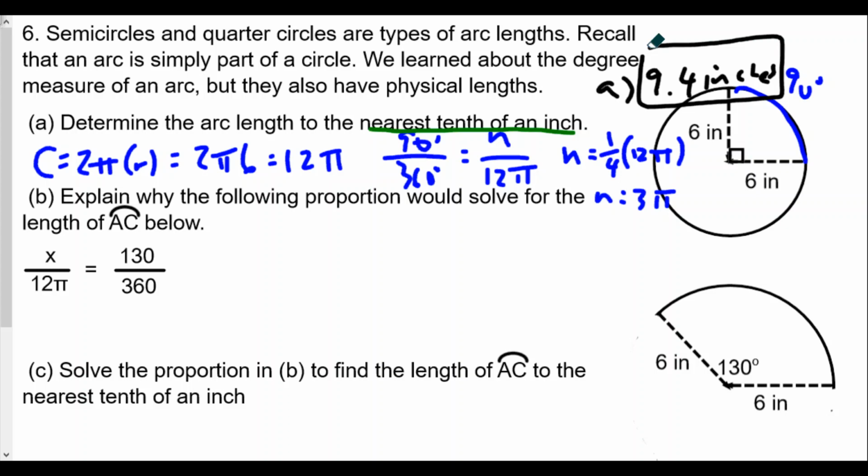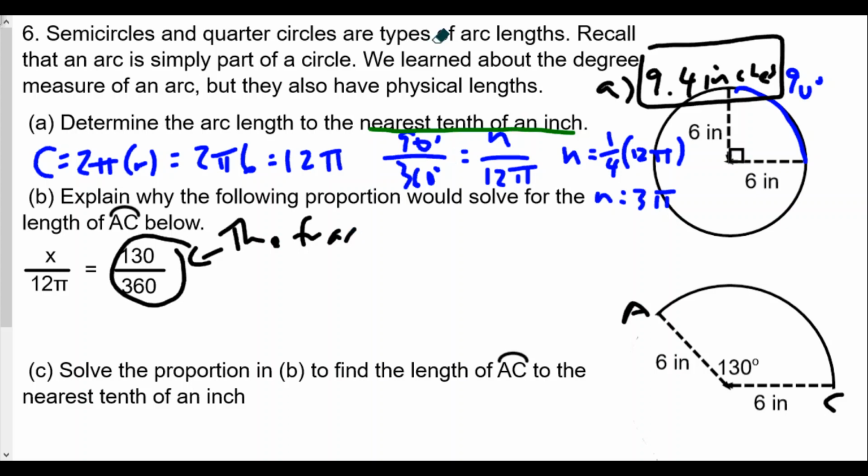And now I'll explain why the portion would solve for the length of arc AC below. In this case, this is arc AC. And so we see in this case, we have x over 12 pi is equal to 130 over 360. And it's the very same thing we did in the previous situation. And so here, 130 over 360, this is going to be the fraction.